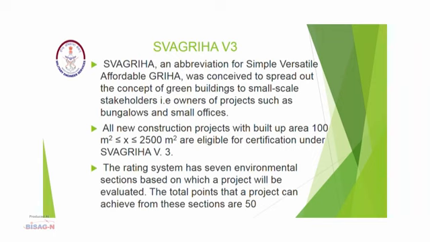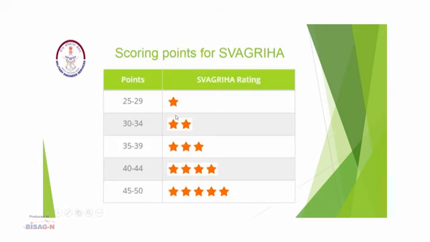The rating system has 7 environmental sectors based on which a project is evaluated. The total points that can be achieved from these sections are 50. These are the rating levels. We can go up to 5-star ratings for 45 to 50 points.